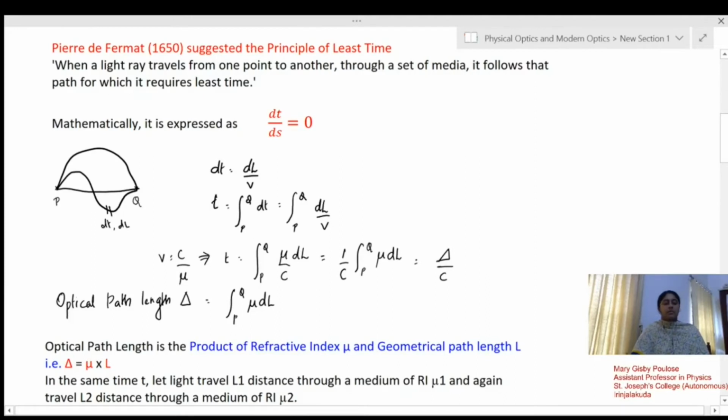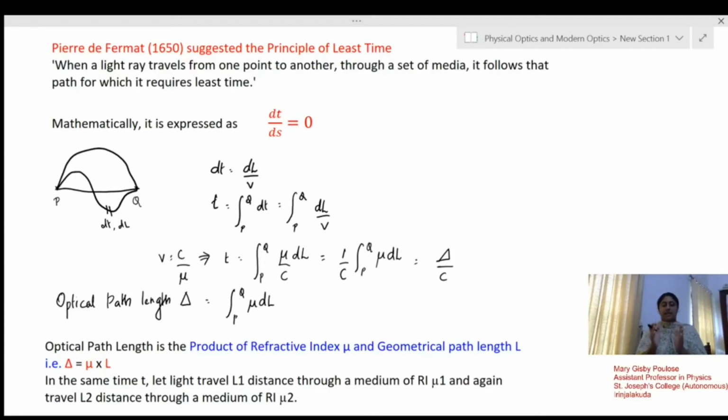Now we've come across a new term. What is optical path length? It just defines the path traveled by light through a medium. It can be different in different media. Mathematically, it is written as the product of refractive index mu of the medium and the geometrical path length L. Thus, delta is equal to mu into L.